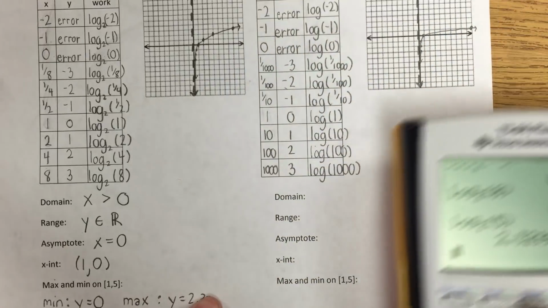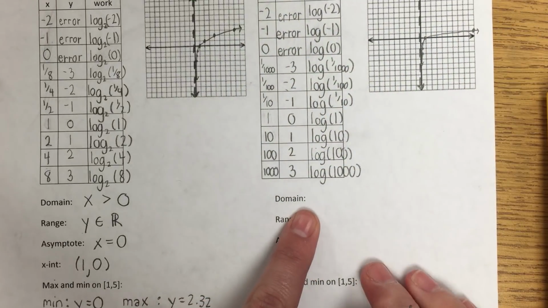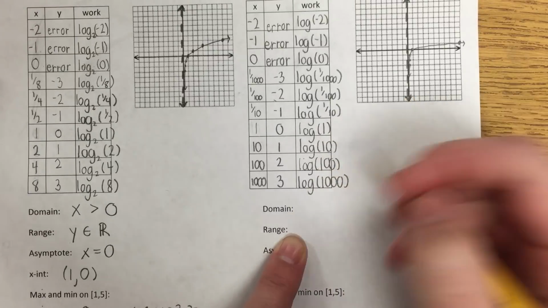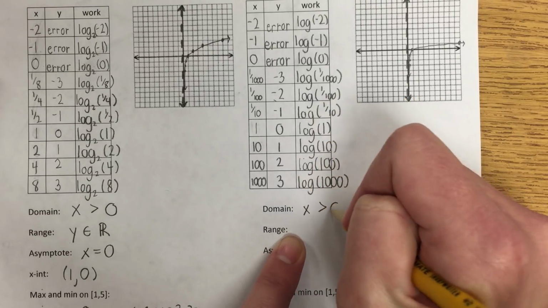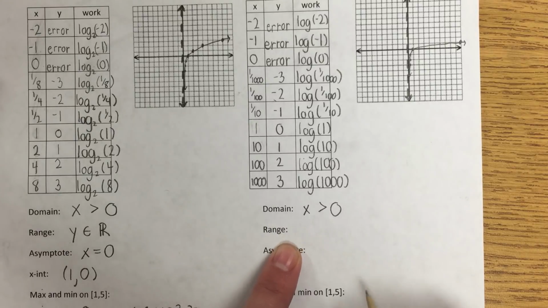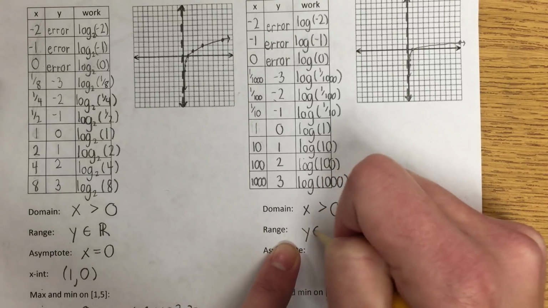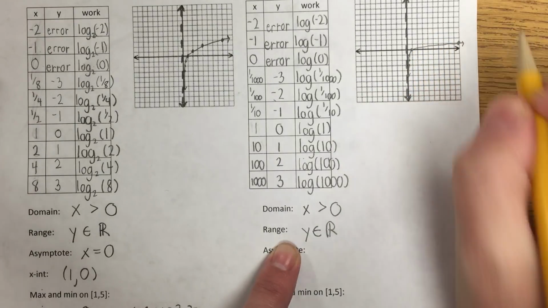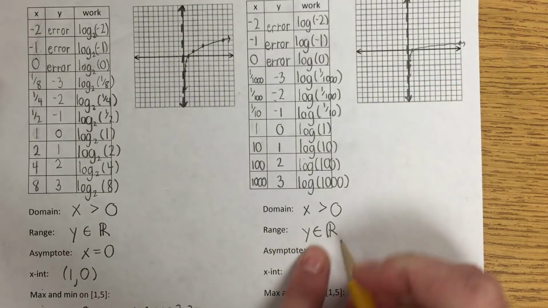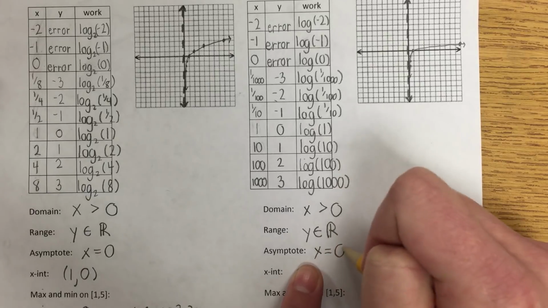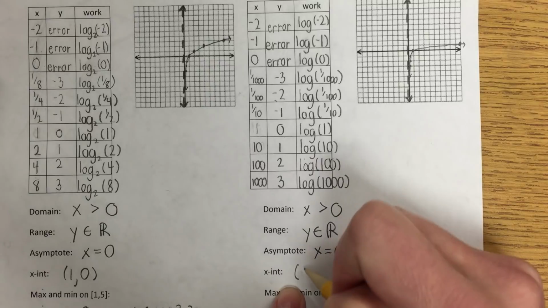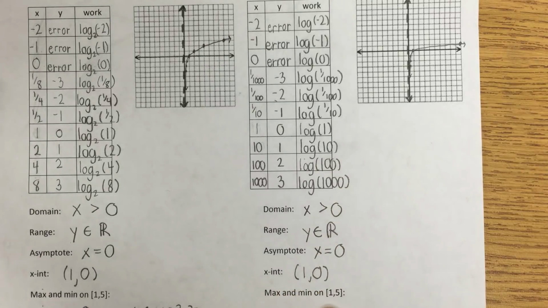Okay, and then let's look over here likewise at my domain and range. I've got the same asymptote, so my domain is going to be x greater than 0. My range, even though this one's super slow, it's going down for sure, but slowly going all the way up, so all real numbers. My asymptote is also at x equals 0. You'll notice my x-intercept is at (1, 0).